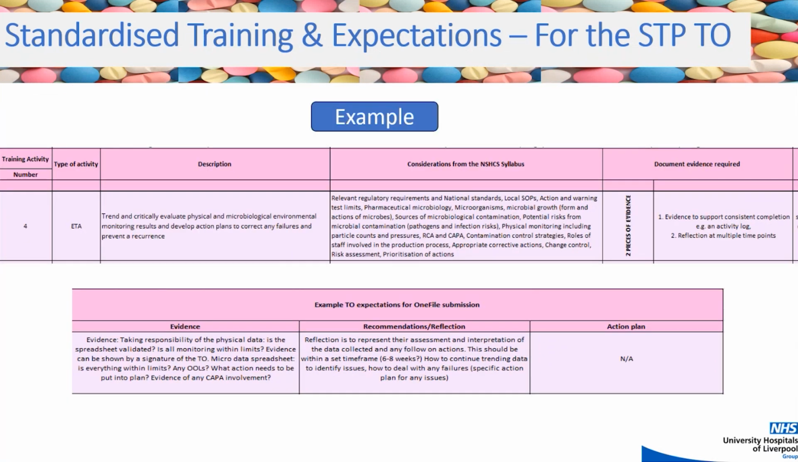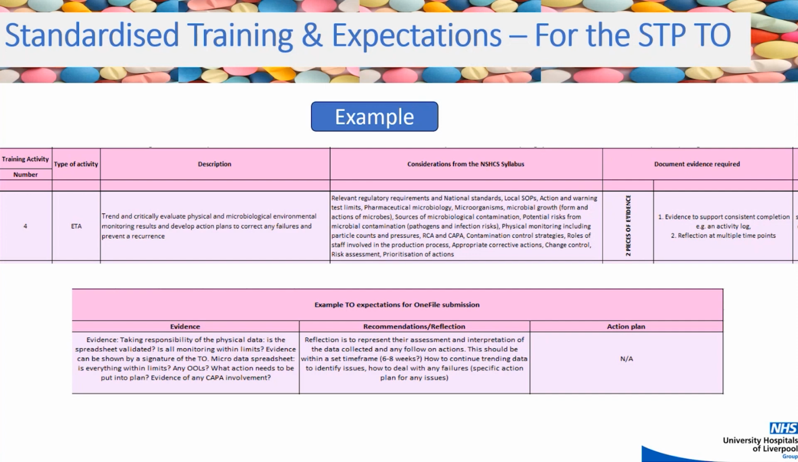Next slide, please. Just to work this through as an example, just so you understand, because obviously I've broken that down into quite a lot of different portions. With this one here, I won't go through the details because a lot of you won't be from pharmaceutical science, so it won't really make much sense. But the type of activity is an ETA, so again, you will be requiring two different pieces of evidence here. You would trend and critically evaluate physical and micro environmental monitoring results. That's one of the TAs that's expected, which in pharmaceutical science is definitely an entrusted training activity for an STP trainee. And once they're qualified, they could lead on these types of projects and services.